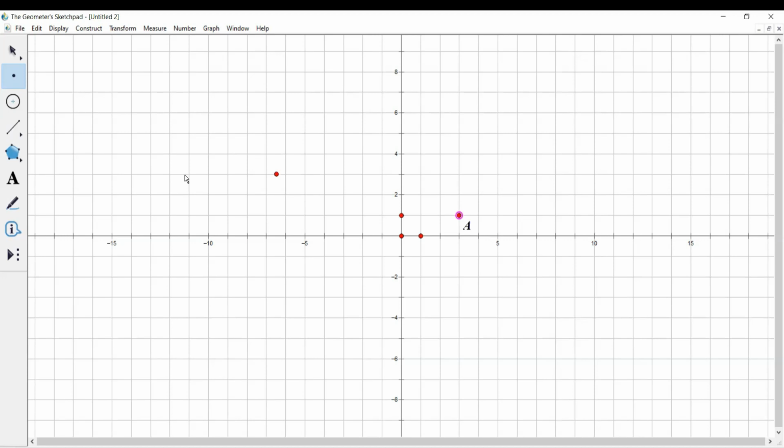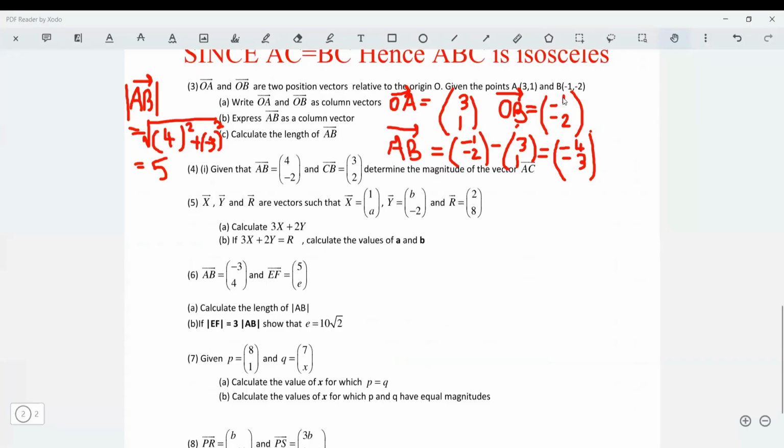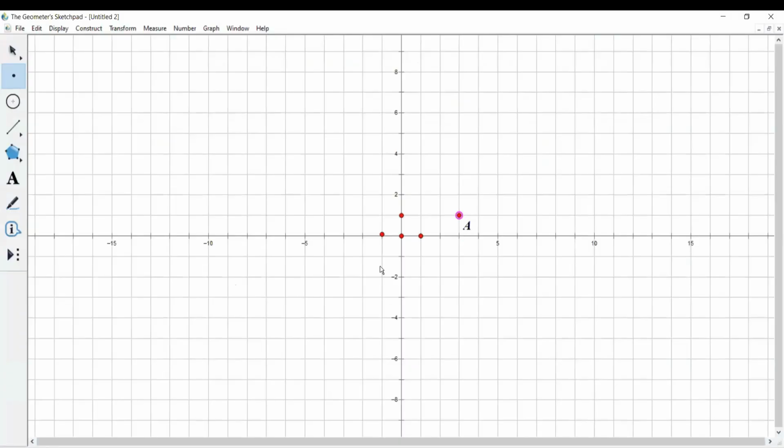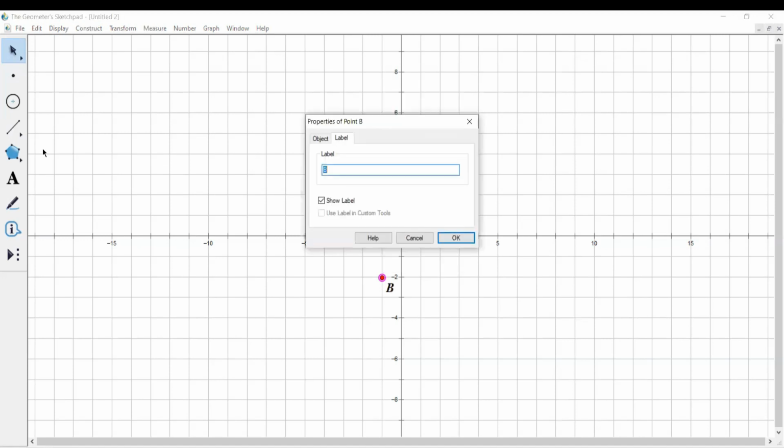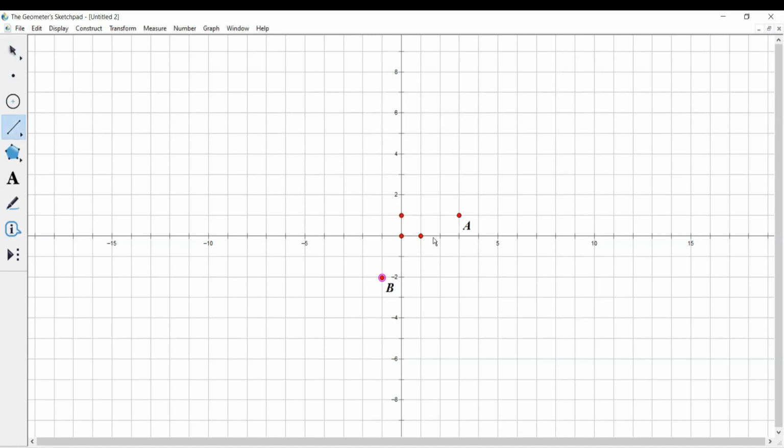And then you have B, which is minus 1, minus 2, I think. Vector OB is minus 1, minus 2. Minus 1, minus 2 is somewhere down here, probably right here. I'm trying to get it perfectly in the center, but we can work with it. And label it. Then look at this now. We can draw the line from A to B. Then we can measure that line.